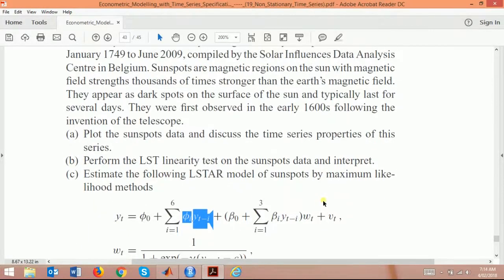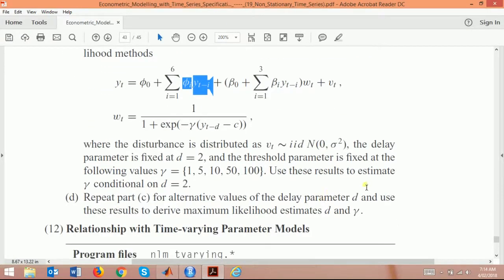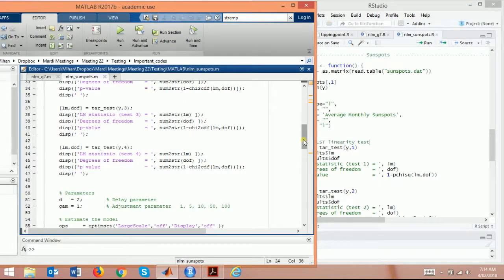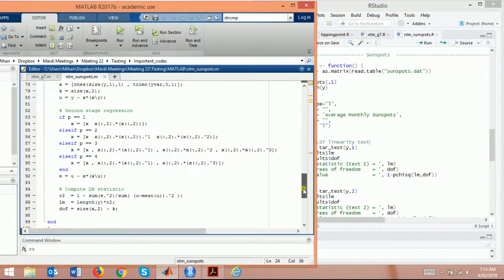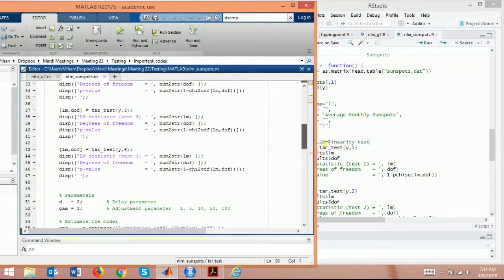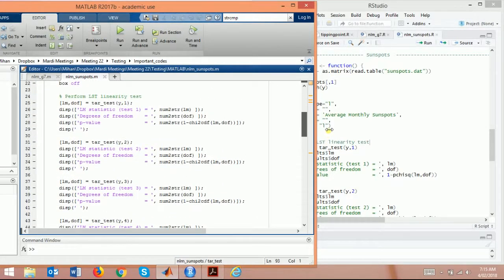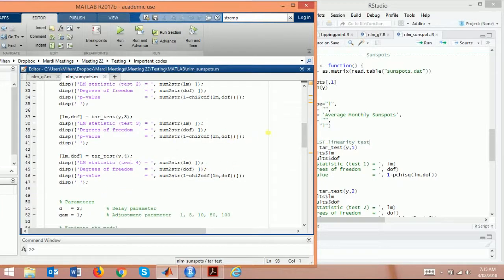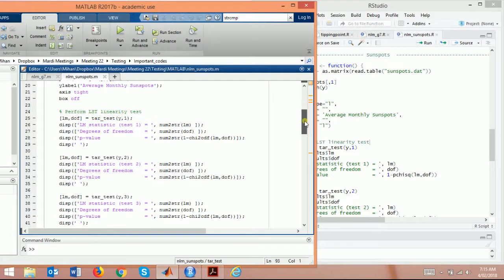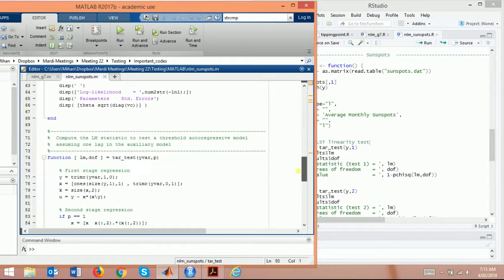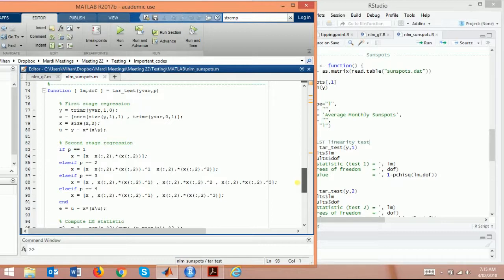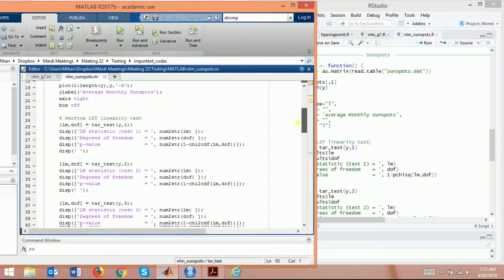In the question it says that we're going to use up to 4 lags. By default, that is what we always do in the second stage regression, because it is theoretically supportive in all situations. It has nothing to do with lags or anything. So we do the linearity test 4 times: p equals 1, p equals 2, p equals 3, p equals 4.